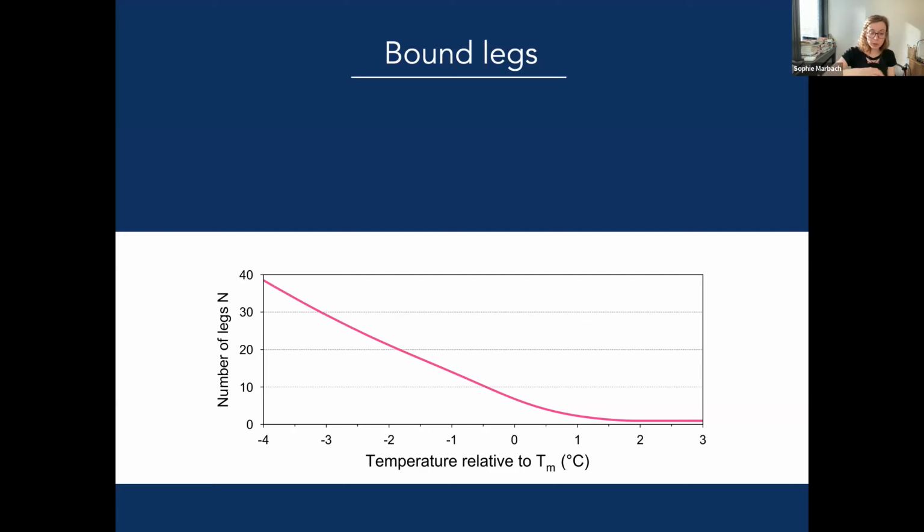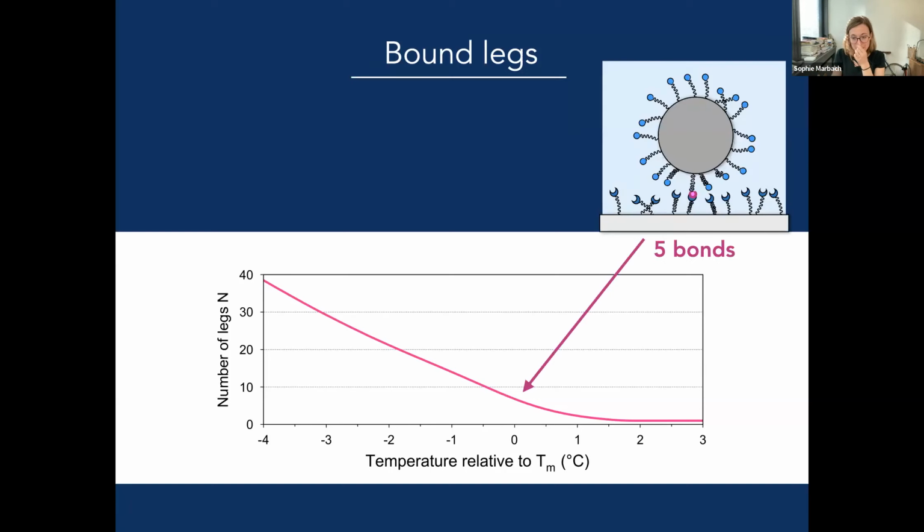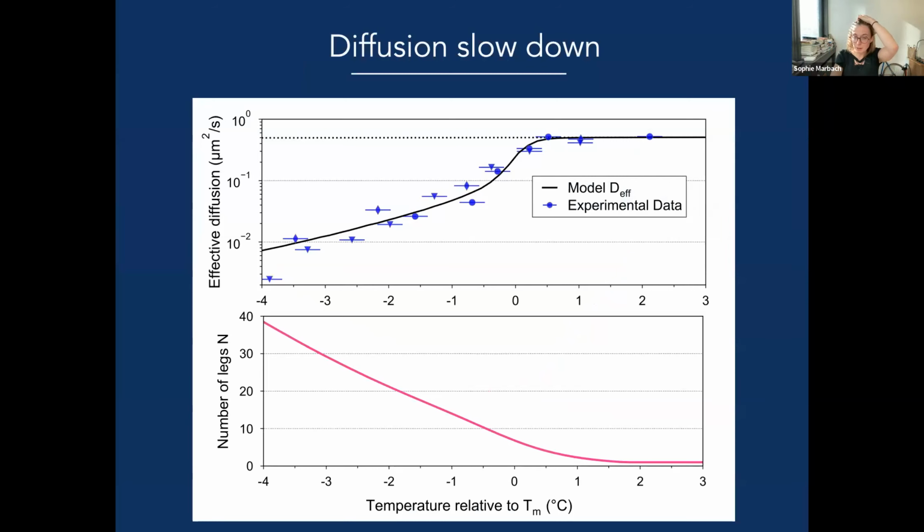As you lower the temperature, the particle gets closer and closer to the surface, which means more and more legs are available to bind. And because of this very big increase of the number of available legs, which is nearly proportional to the number of bound legs, you get this very, very big decrease of the diffusion coefficient.